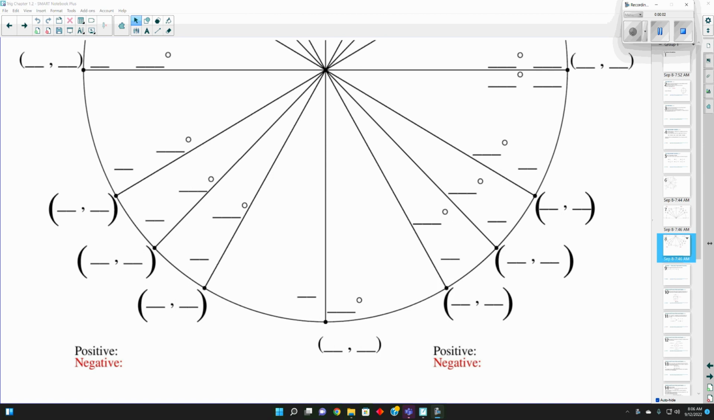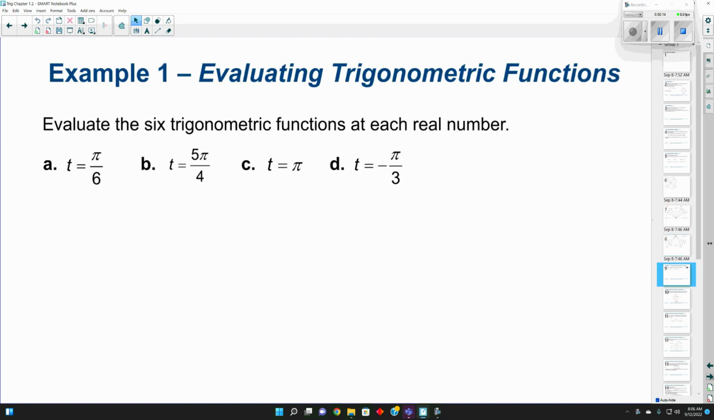Finishing up the note sheet from Thursday, and I think we got through the unit circle, yes? Got all the different parts labeled. Okay. So what we're going to do is use this unit circle to evaluate sine, cosine, tangent, secant, cosecant, and cotangent for these functions.